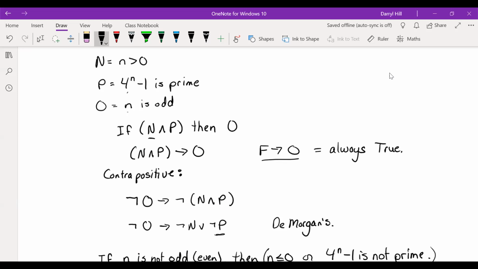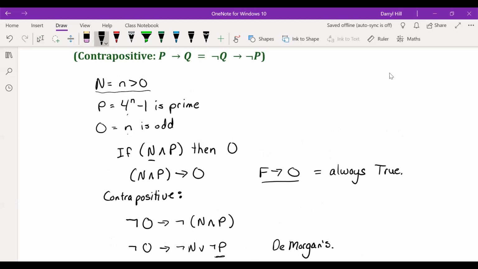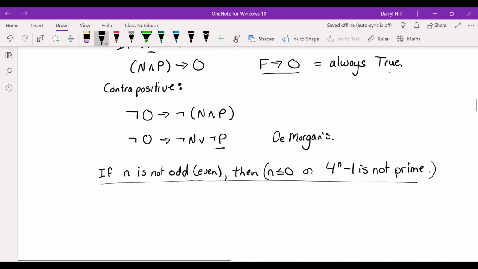So we can sort of disregard the case where N is less than or equal to 0, and we can make the assumption that N is greater than 0, because the case where N is less than or equal to 0 we don't really care about. Since it's always true, it's trivial.